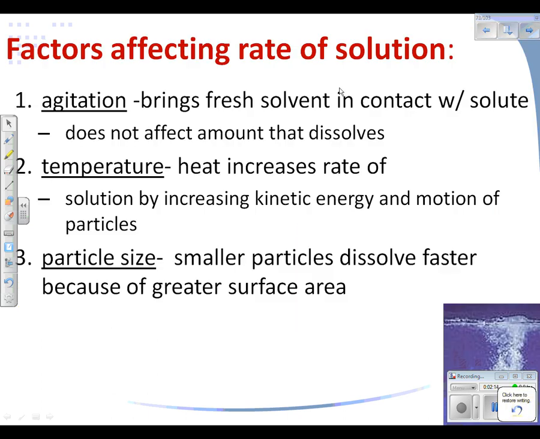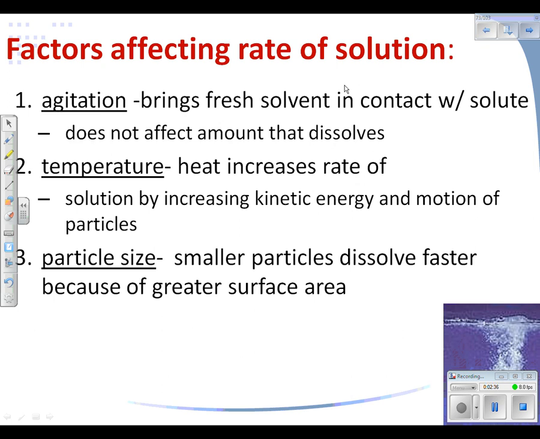All right. Factors affecting rate of solution. There are three of these, and they are in your notes. You need to make sure that you make note of them. The way to think about this is, when you're dissolving things in a solvent and creating a solution, what are some things that make it dissolve faster?